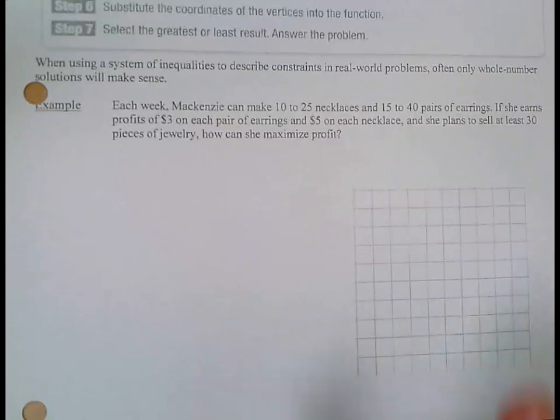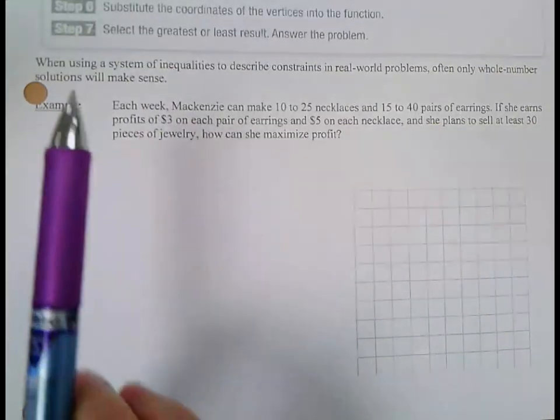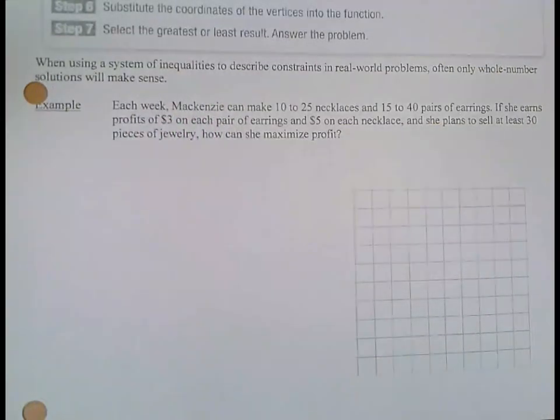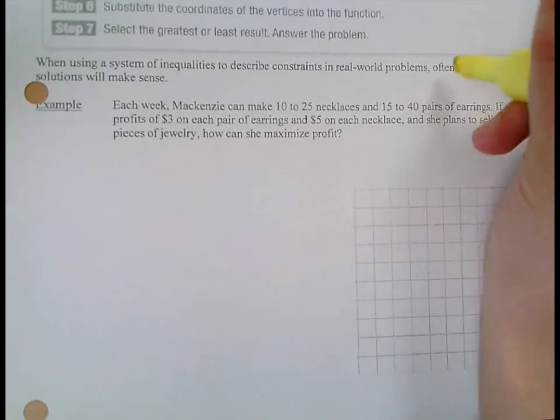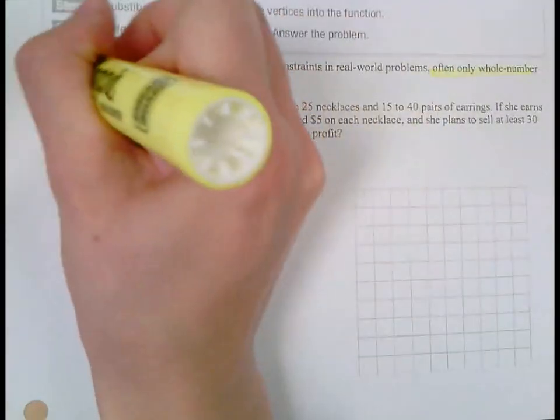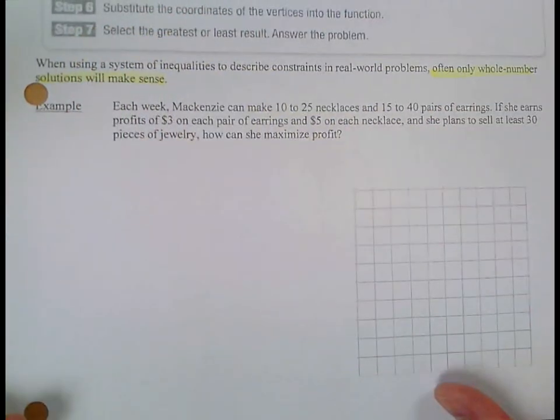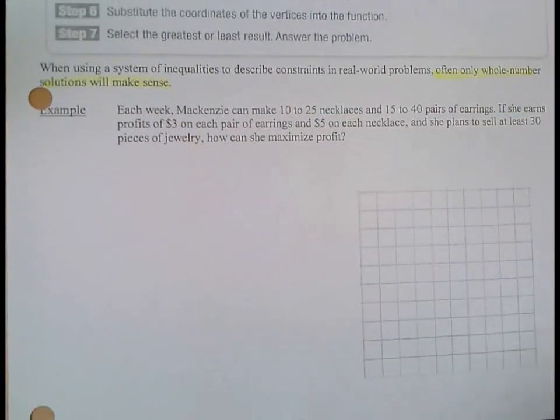So one last thing before we get to the example, it does say when you're using a system of inequalities to describe constraints in a real-world problem, often only whole number solutions will make sense. So the problem that we're going to be working with is talking about jewelry, and if you're thinking solution-wise, having half of a necklace isn't going to make sense. That's really what that statement is saying.